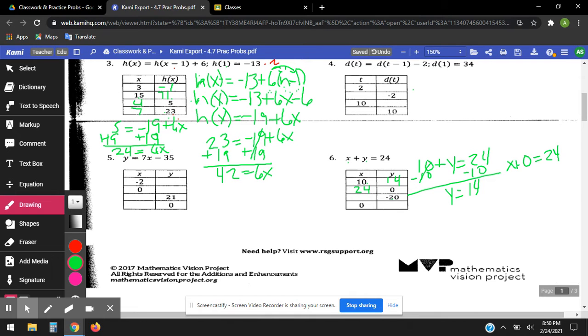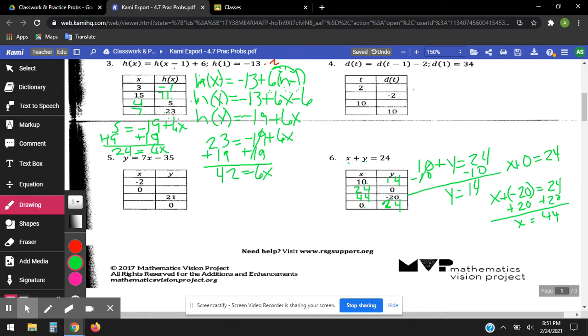How about a negative 20? x plus negative 20 equals 24. To get rid of a negative 20, I have to add positive 20. So x equals 44. And then if x is 0, 0 plus what equals 24? We're back to what we just had earlier with 24. So that's how you can do that when they're both on the same side.